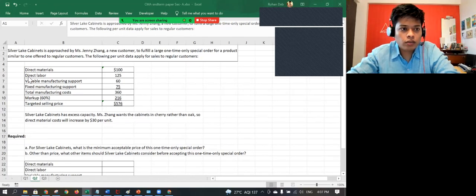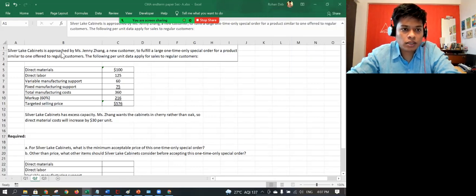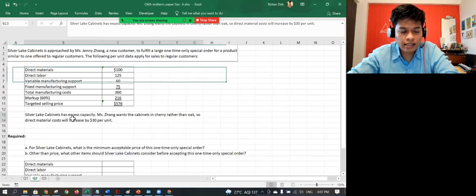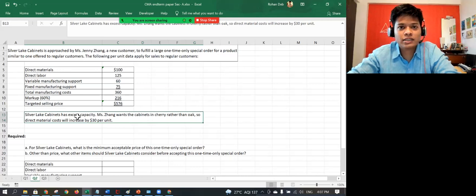Okay, so the question says that Silver Lake cabinet is approaching the new customer to fulfill a large one-time special order for a product similar to what they regularly produce. The following data per unit is given, and it says that Silver Lake has excess capacity. So what does excess capacity mean? That currently whatever is their production capacity, that is not being fulfilled. Okay, so that's the excess capacity.